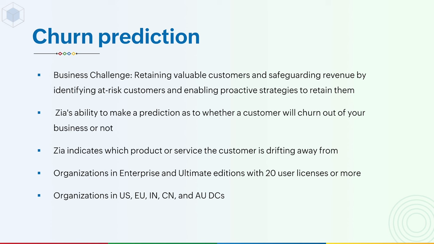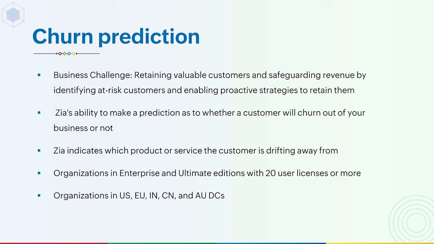But ZIA's capabilities don't end there. It goes the extra mile by identifying the specific property type or service the client is contemplating leaving. For instance, if a residential property buyer is considering withdrawing from a particular neighborhood or a commercial property tenant is exploring other leasing options, ZIA highlights this crucial information. This empowers the agency to craft targeted retention strategies, such as offering personalized property recommendations or addressing specific concerns to persuade the client to stay engaged.